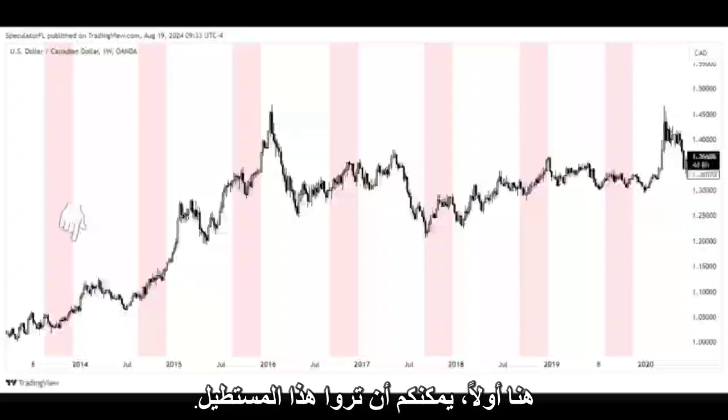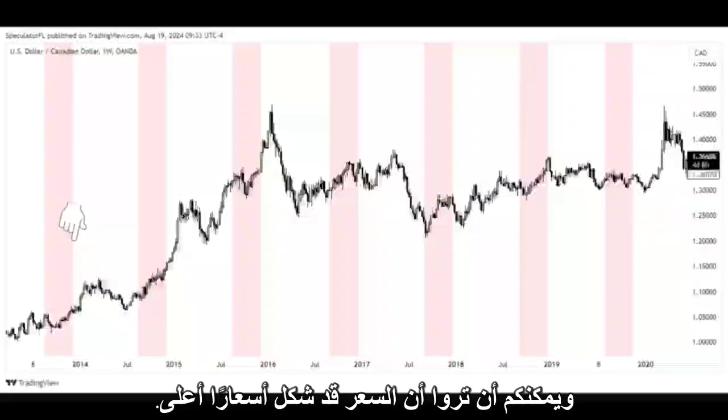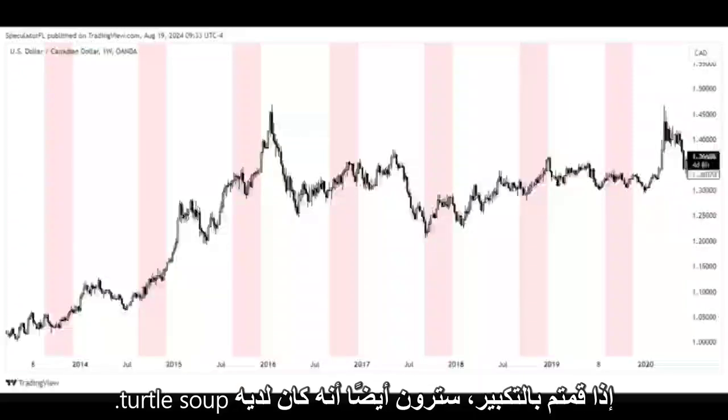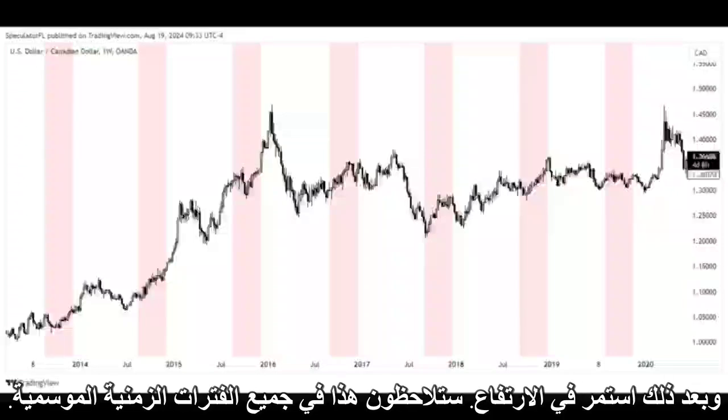Right here, first one, you can see that this rectangle, and you can see price did form higher prices and had bullish price action, which means that it respected the bullish seasonal tendency. If you zoom in, you would also see that it had a turtle soup and then it kept going higher. You would notice this in all of the seasonal time windows.